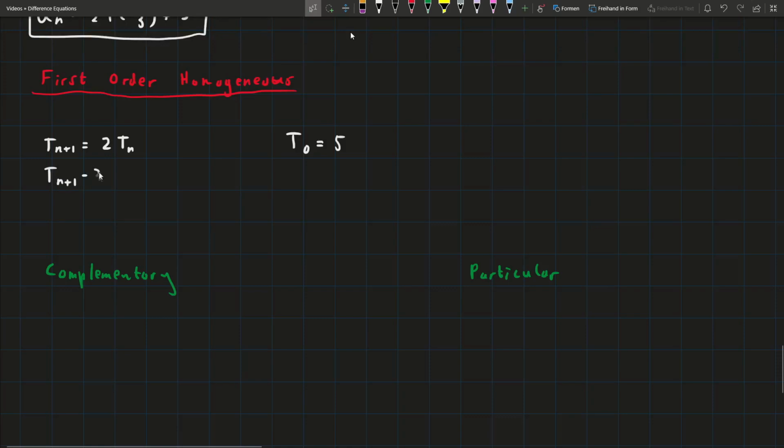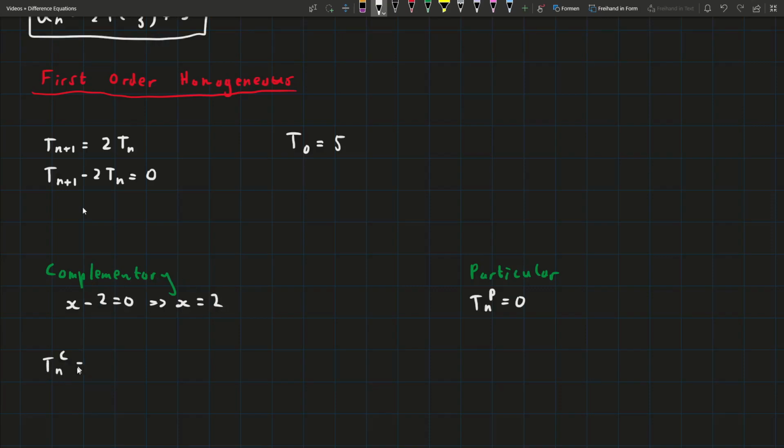Tn plus 1 minus 2Tn is equal to 0. When we ignore all the Tn terms, you can see our particular solution, there is none. So that's what homogeneous technically means. There's no particular solution. So our particular solution is just equal to 0. Now let's look at our complementary one. So we're going to get the characteristic equation. We take the lowest Tn as a constant, then the next one up as an x. So we'll have x minus 2 equals 0, which means that our root is x equals 2.